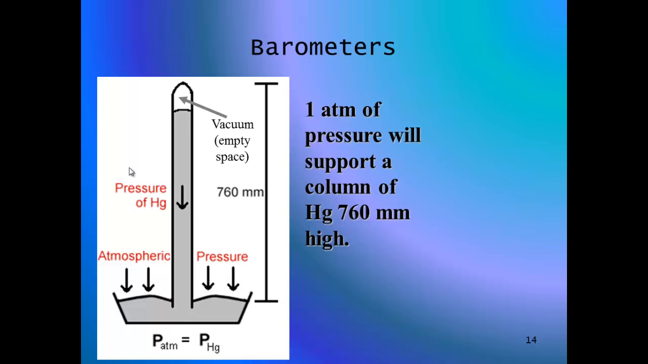And this is where we get our standard pressure of 760 millimeters of mercury. Because the pressure that we live under all the time, approximately 1 atmosphere's worth of pressure, will support a column of mercury 760 millimeters high. So the weight of the mercury in the tube is supported by the atmospheric pressure on the outside. The higher the atmospheric pressure on the outside, the higher the mercury in the tube.